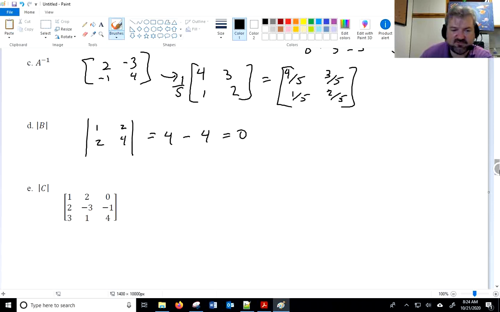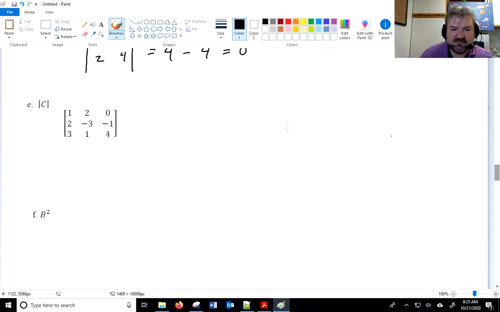Let's practice finding the determinant of C. Do you remember how to do that? Rewrite the first two columns is my trick. And then you do diagonals like this. 1, negative 3, 4. So that's a negative 12. 2, negative 3, negative 1, 3. That would be a negative 6. So we're going to add negative 6. Then 0 times anything is 0, so we're adding 0. So we've done the three diagonals. Now we have to do these three diagonals going up.